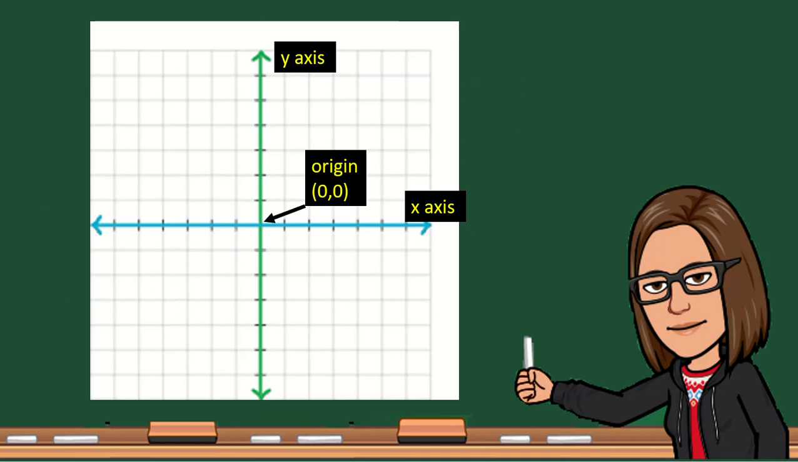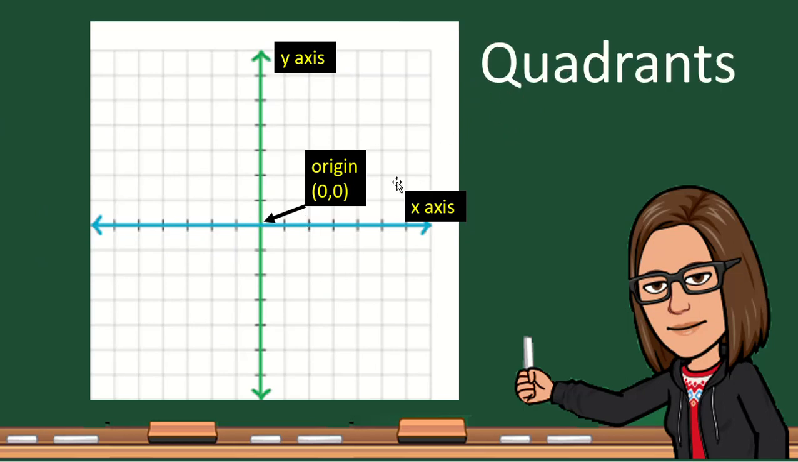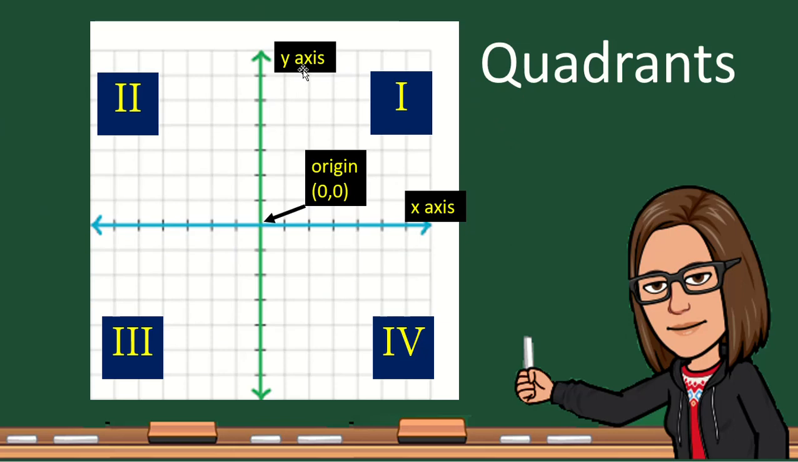Now that you know what the x-axis is, the y-axis, and the origin, we're going to talk about the quadrants. You have 4 quadrants, and when you write the name of a quadrant, you write it in Roman numerals. So you have quadrant 1, 2, 3, 4. It starts in the top right, and it goes counterclockwise to go 2, 3, and 4.